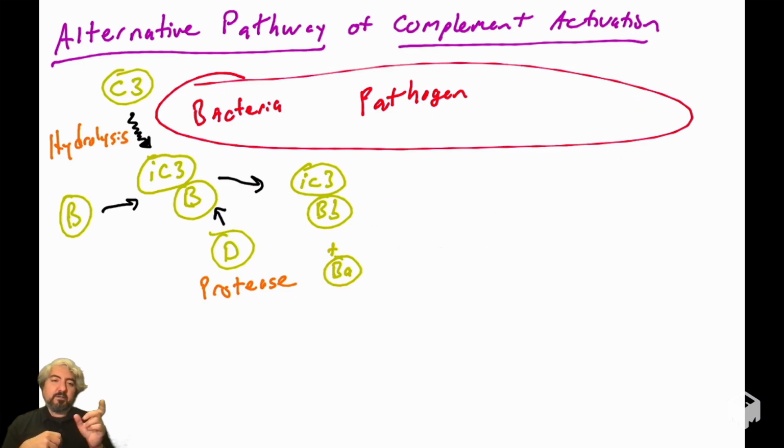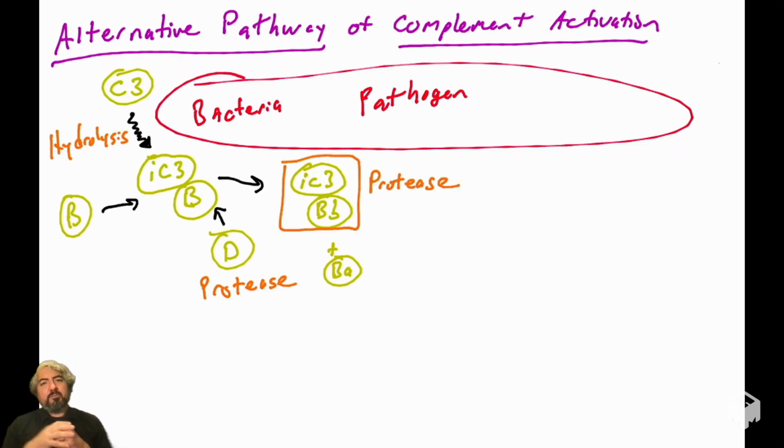BB is big B, little b. BA is big B, little a. The part that remains interacting with IC3 is the BB part. Factor BA, we're not going to talk about that. Don't worry about factor BA. Factor BB. So far so good. So factor D cleaves factor B into BA and BB, and BB stays associated with IC3.